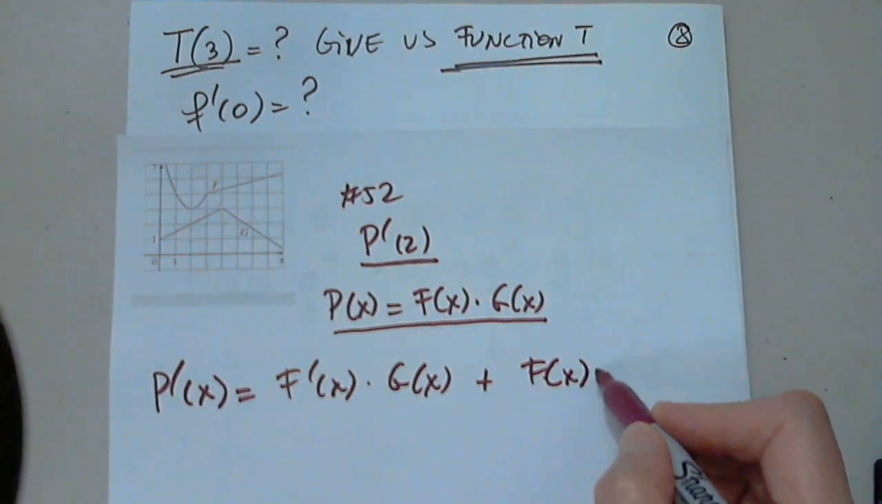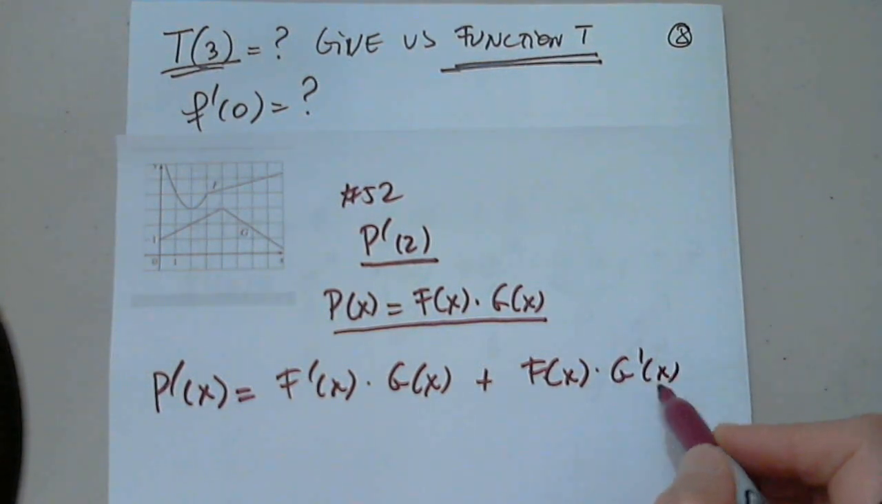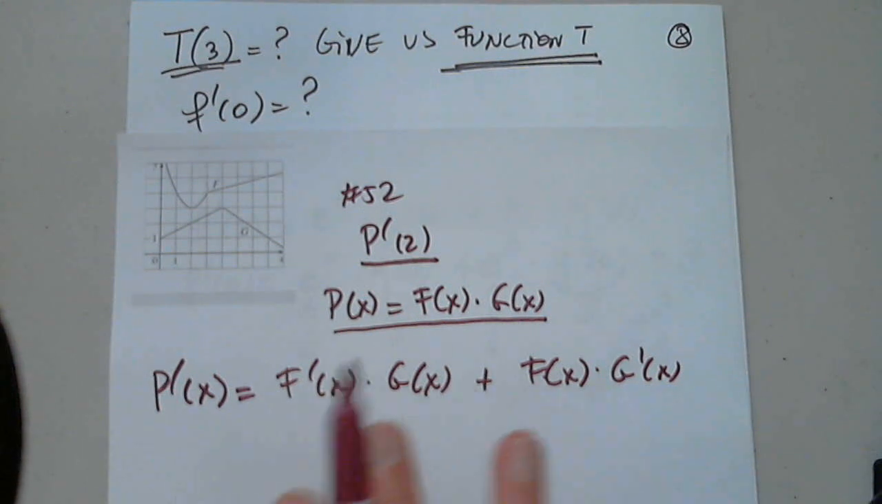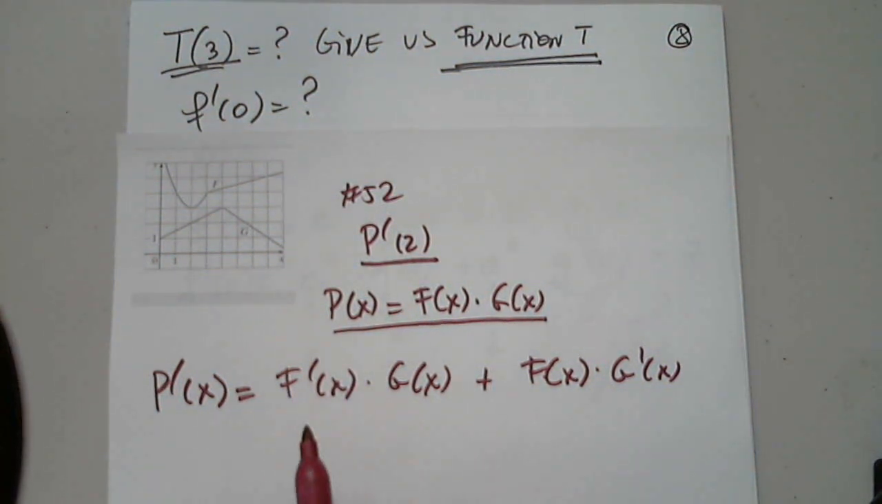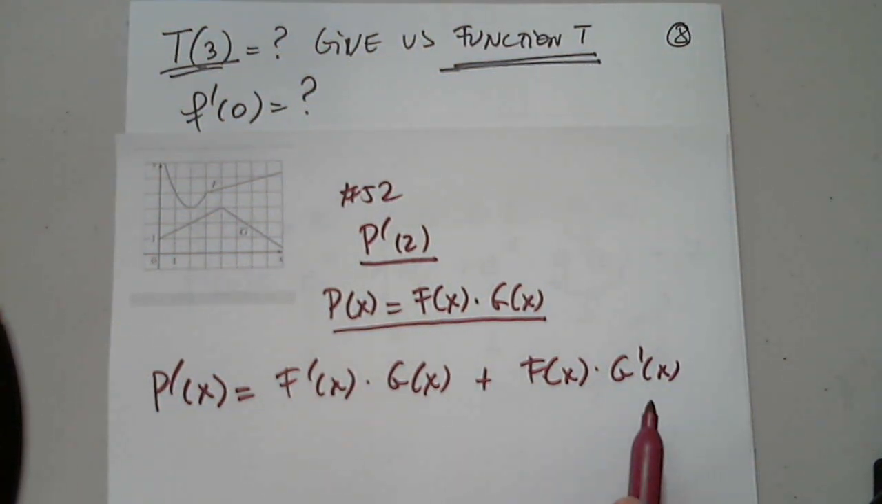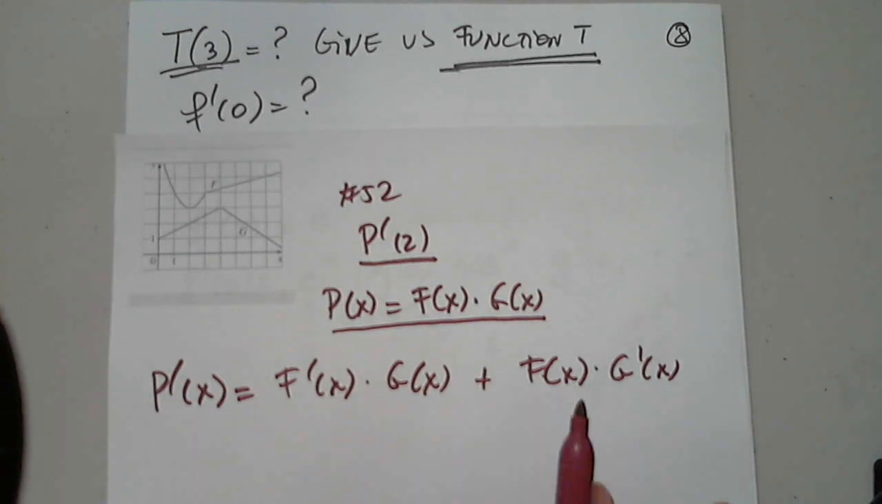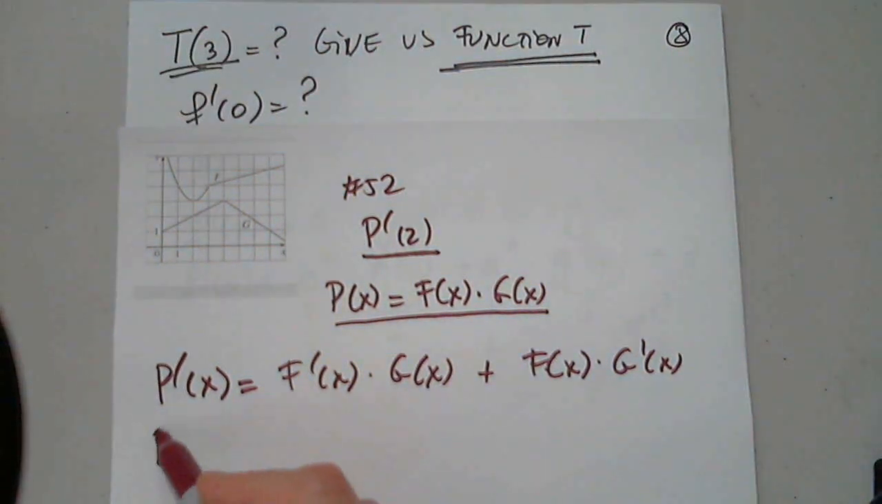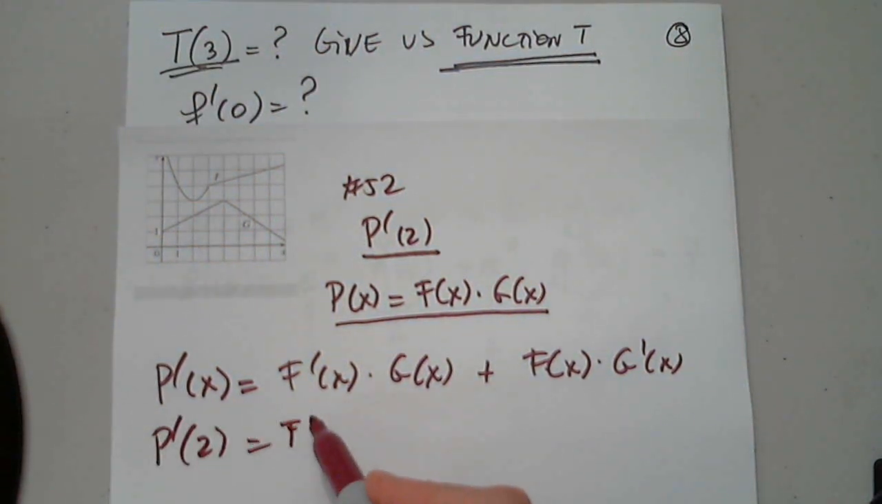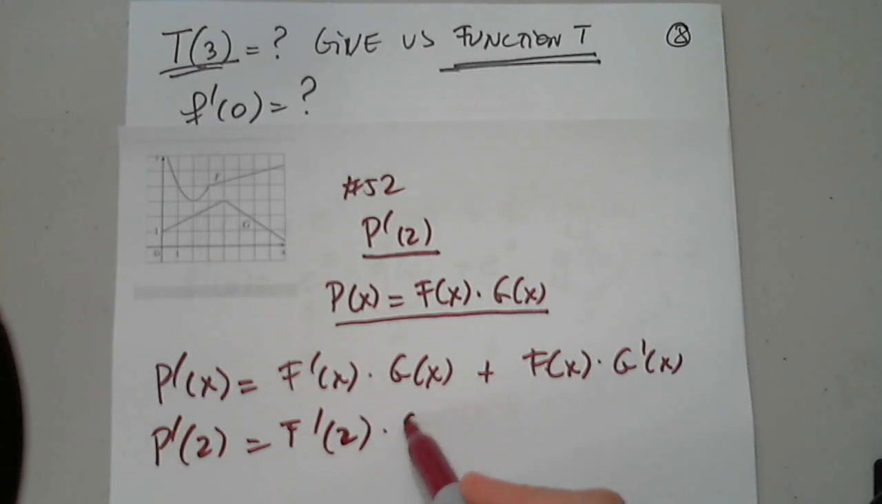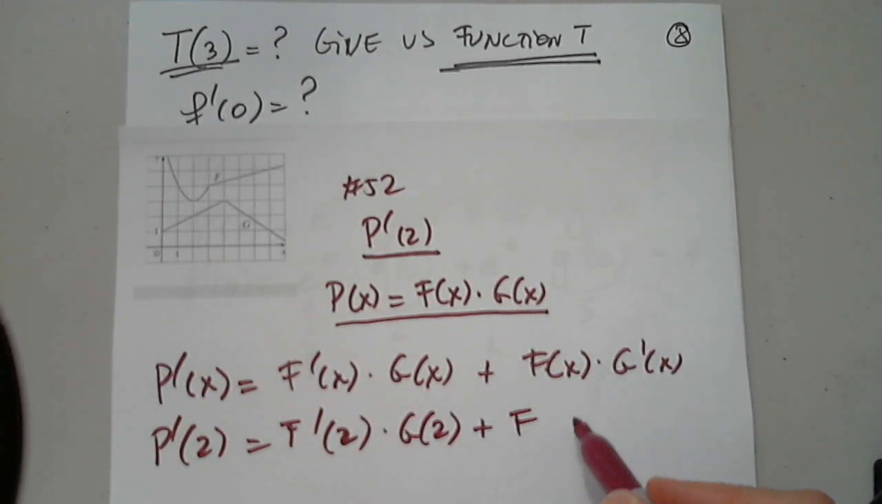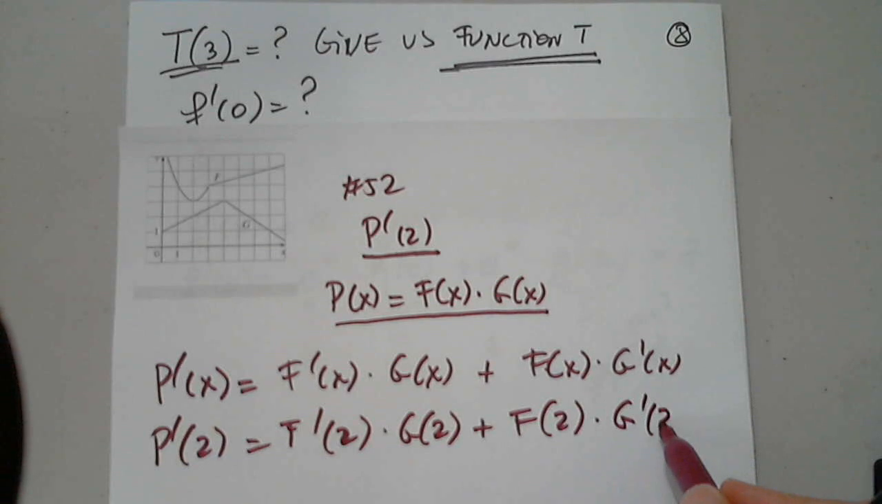Yes. What you said is absolutely perfect, but I like 1, 2, 1, 2. You like 1, 2, 2, 1. Fine, perfectly acceptable. Now I can plug in 2. So I want f prime of 2 times g of 2 plus f of 2 times g prime of 2. Awesome.